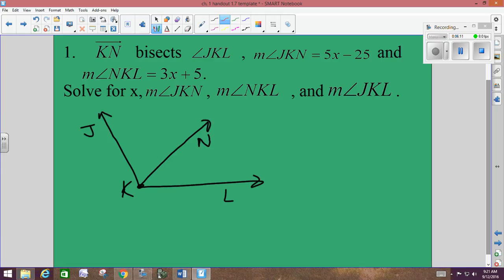How do I show in the picture that angle JKL is being bisected? Whoa, Larry. Good, do the congruent symbols. You can do 2 curves, you can do 1 curve, it doesn't matter, just as long as the congruent angles have the same number of curves. They match up. All right, taking what else I know, the measure of angle JKN is 5x minus 25, and NKL is 3x plus 5.